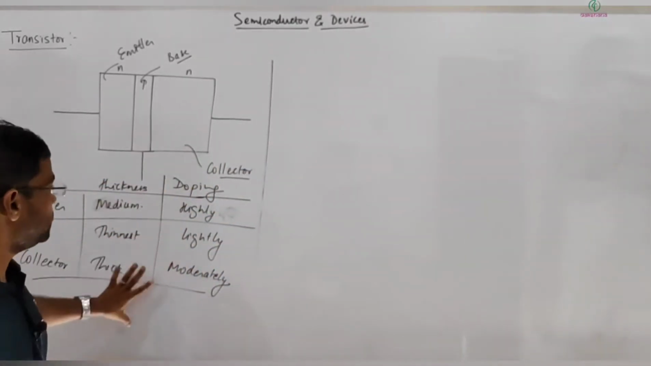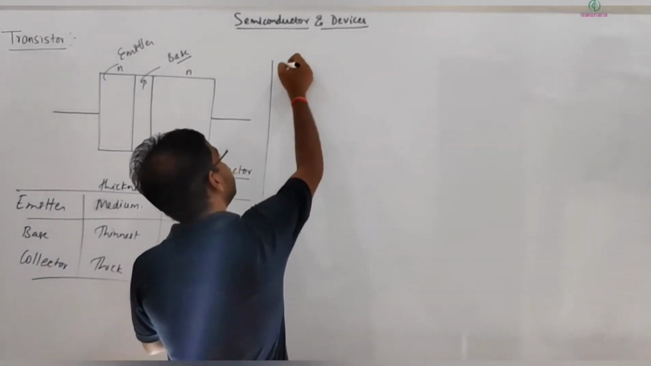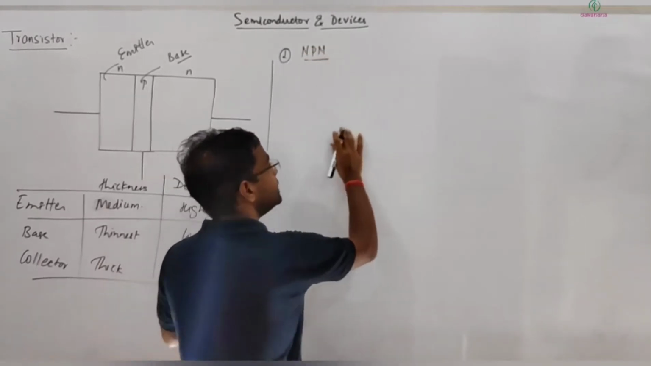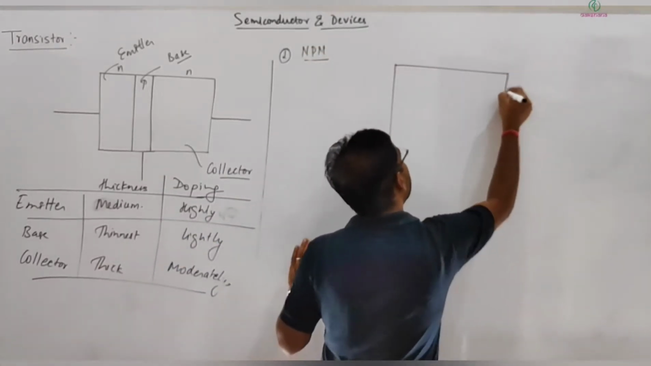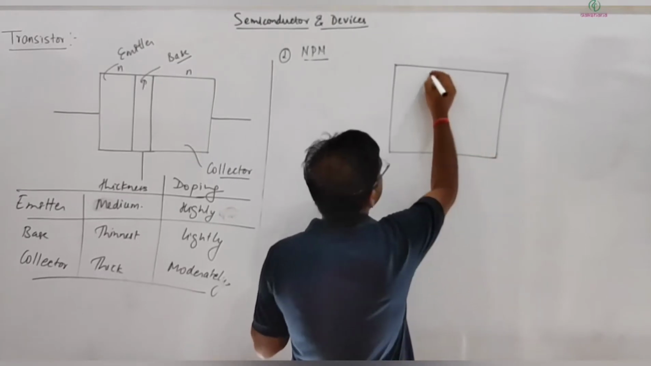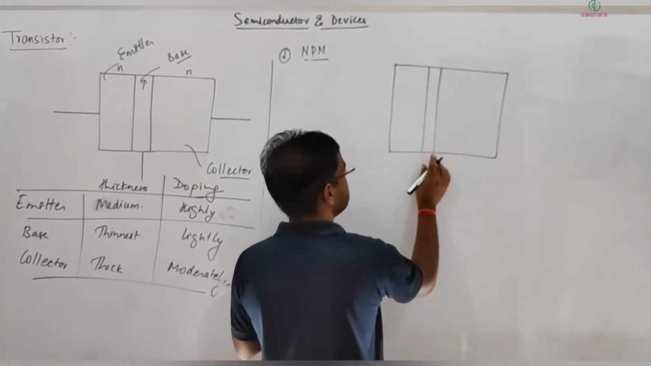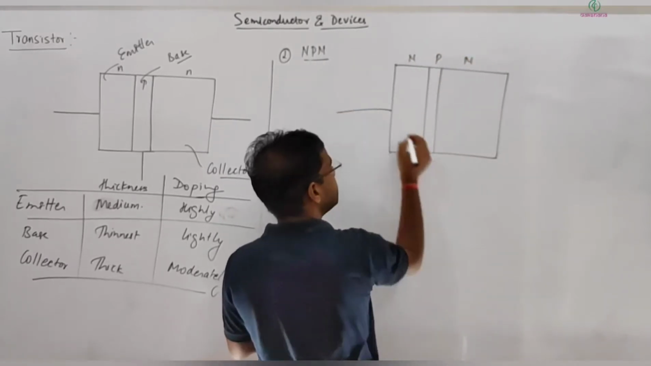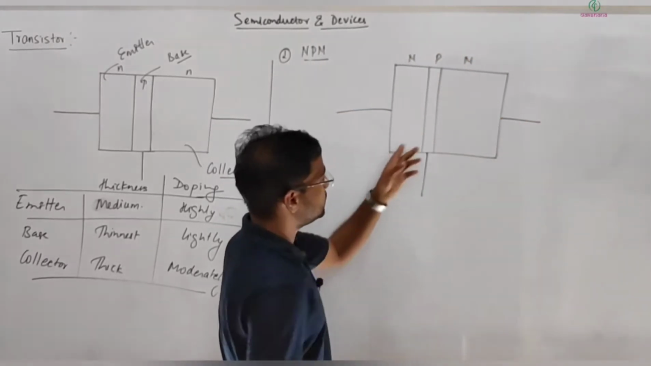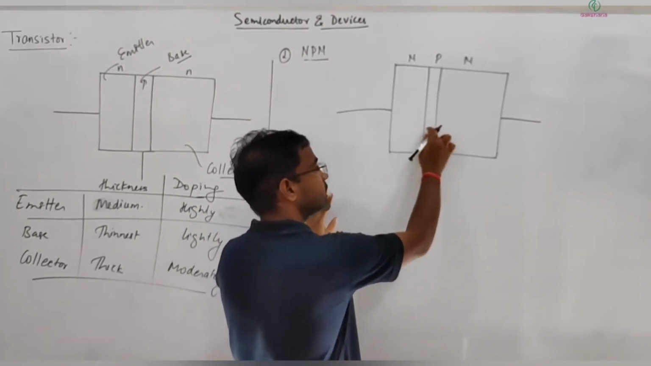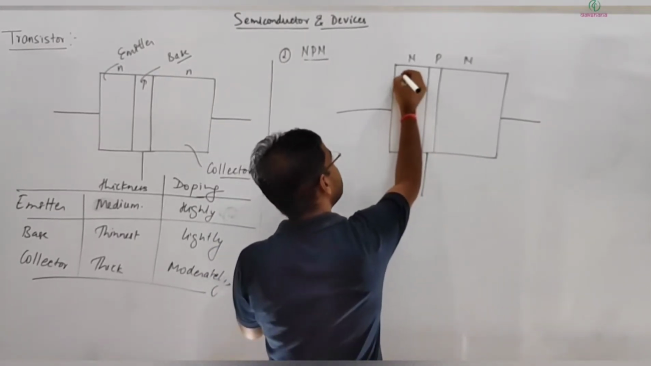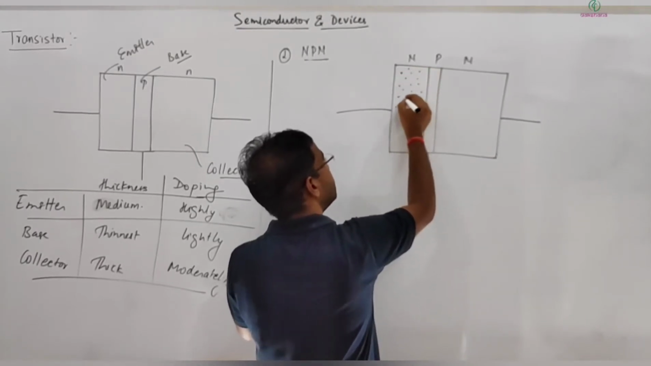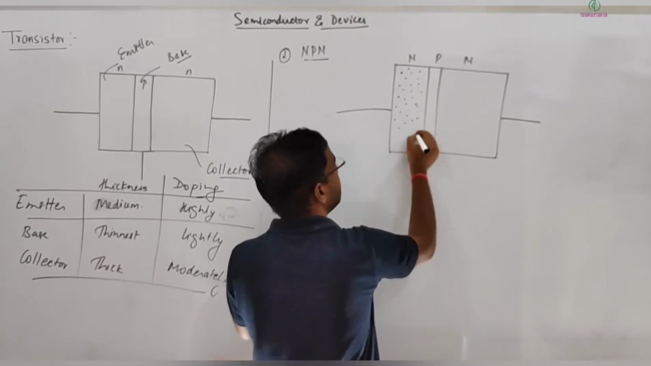So the first thing is its construction. There can be two types of transistor. One is the NPN transistor. In this case, between two N-type semiconductors, one P-type semiconductor is sandwiched. So this is NPN, with three terminals, and based on thickness you can identify that this will be the emitter, the base, and this will be the collector. Here doping will be the highest, and the number of charge carriers will be maximum. This is your emitter.